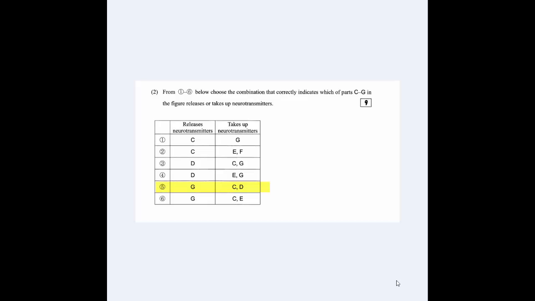So don't get confused here. The dendrites are what receive the neurotransmitters. The axons are what send it. So know the parts of the neuron.